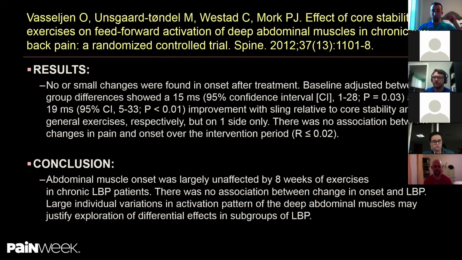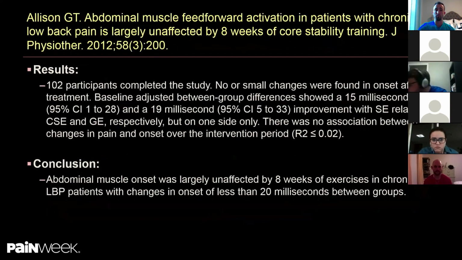The only difference with this study was that Vasseljen used diagnostic ultrasound to look at the onset of the muscles versus fine wire EMG. So that could alter the results just a little bit, but there's pretty good reliability with measuring the onset of muscles with the diagnostic ultrasound as compared to fine wire EMG.